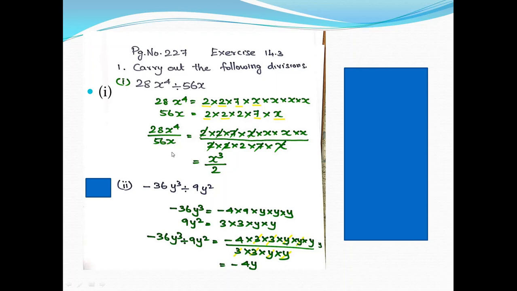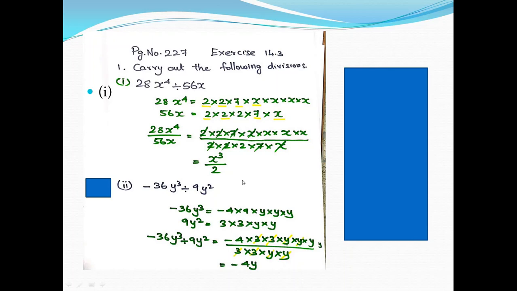28x to the power 4 divided by 56x can be written as 2 in the numerator. Write all the factors you found here, and in the denominator write all the factors you found here. Then when you strike off, we can strike off the 2, and again 2, and we can strike off the 7. The remaining things are x cube in the numerator and 2 in the denominator. When you write it down in your notebook, you can easily understand.